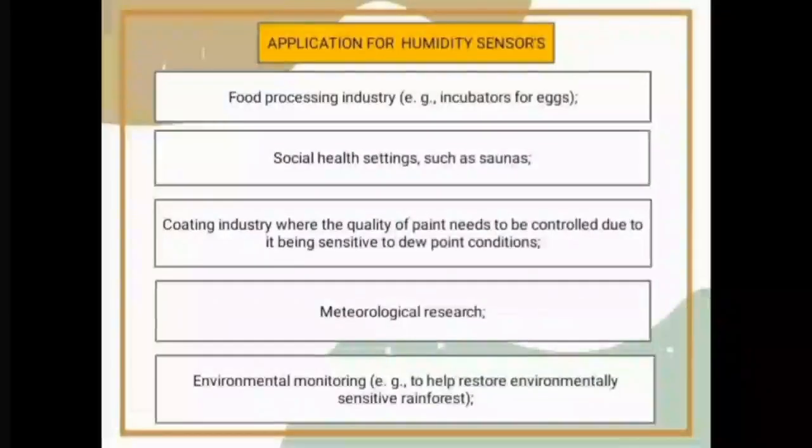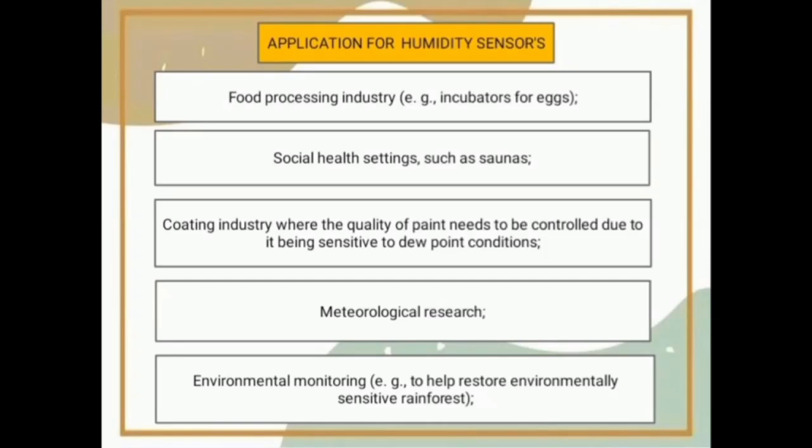Okay, so now let's proceed to the applications for humidity sensors. Humidity sensors have a wide range of applications, such as the food processing industry, for example incubators for eggs. So we are very familiar with that. Second one is social health settings, such as sauna. Then the coating industry, where the quality of paint needs to be controlled due to it being sensitive to dew point conditions.